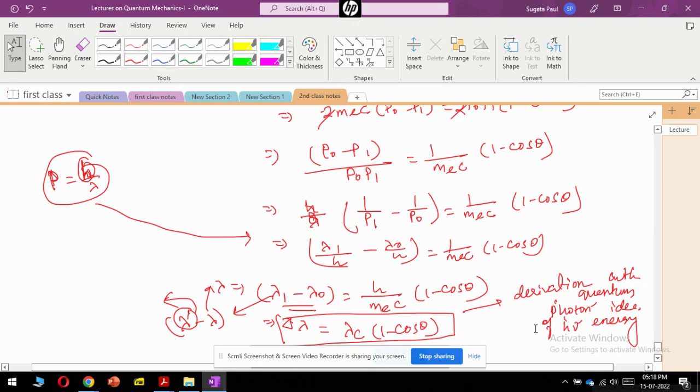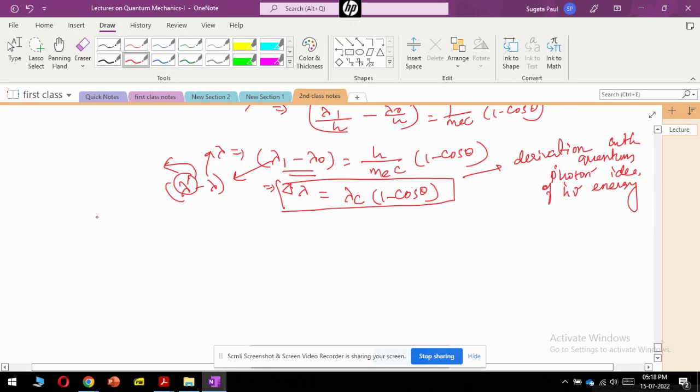And theta is just the scattering angle, as we have seen, and this lambda c is termed as Compton wavelength, which is given by the expression h by mec, where me is the rest mass of the electron, which also has a particular value, c is the velocity of light, and h is the Planck's constant.